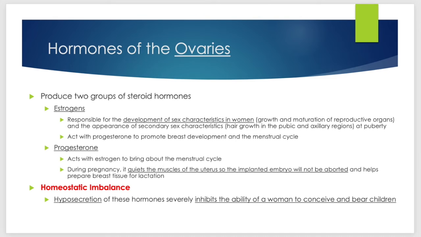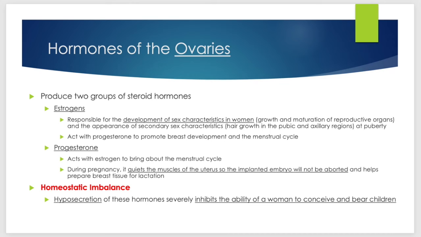Estrogens are responsible for the development of sex characteristics in women. So the growth and maturation of the reproductive organs, the appearance of secondary sex characteristics, like hair growth in the pubic and axillary regions at puberty. Estrogens will also act with progesterone to promote breast development and help regulate and start the menstrual cycle.